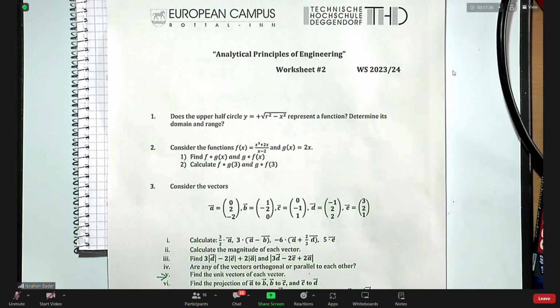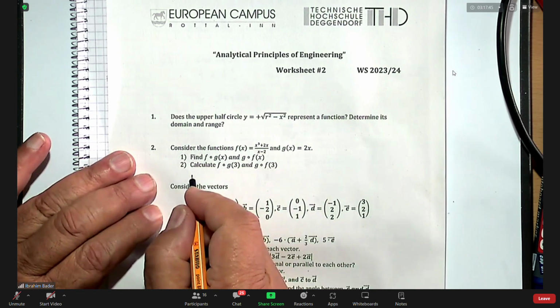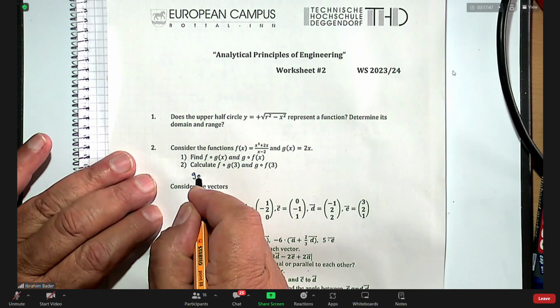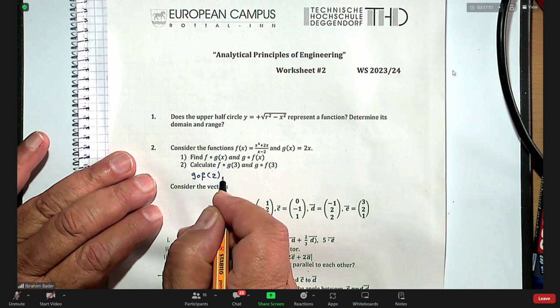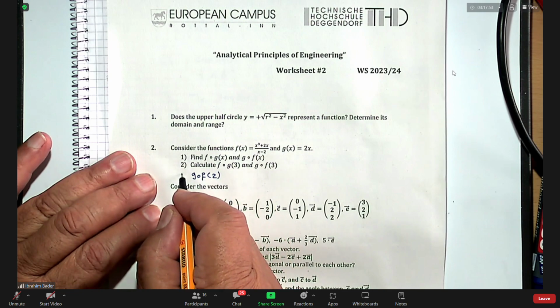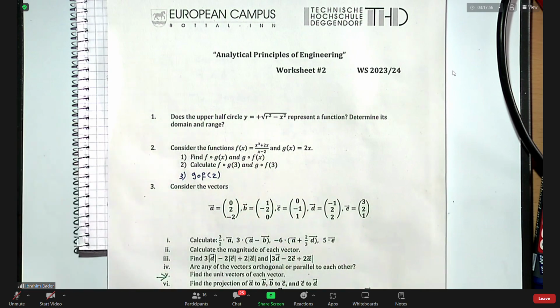Maybe interesting in the second question is to try to evaluate G composite F at 2. So this is optional. G composite F at 2. The guy who asked the question related to this is not here, but maybe he will be tomorrow morning there.